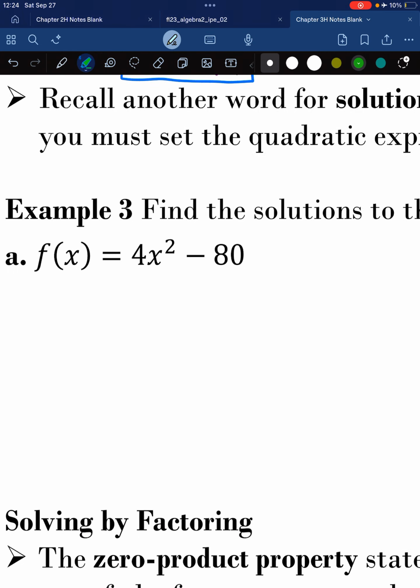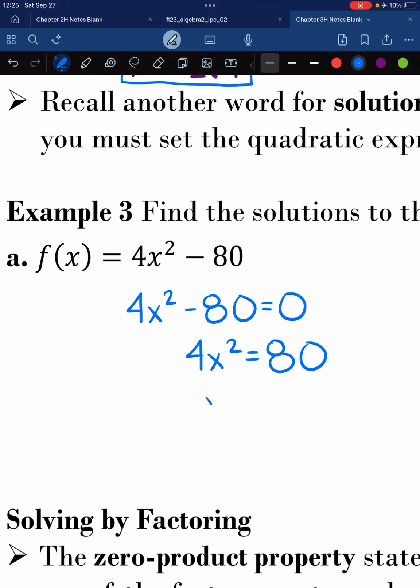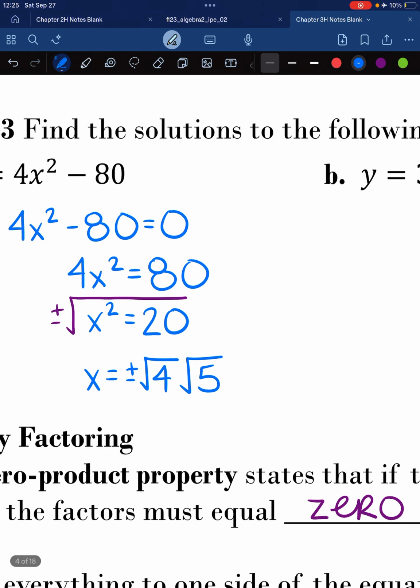Okay, so find the solutions, and I'm going to do that by setting the equation equal to 0. Okie dokie. So then I can add 80 to both sides. Divide both sides by 4. Take the plus or minus square root of both sides. I'm going to split that up because I know I can simplify it.